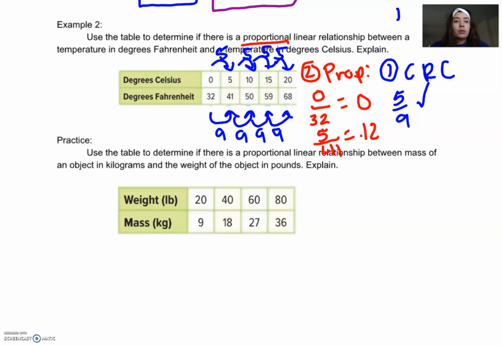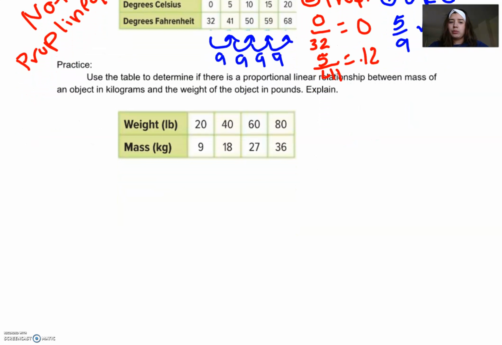Okay? If they were proportional, they would end up being the same fraction or decimal or number. So this is not a proportional linear equation. And then we're going to go on to our practice.